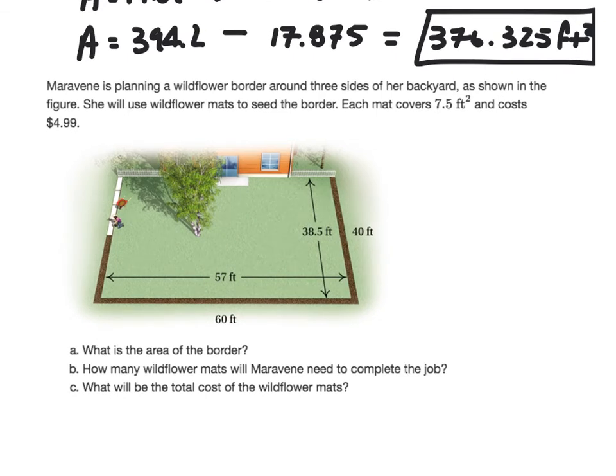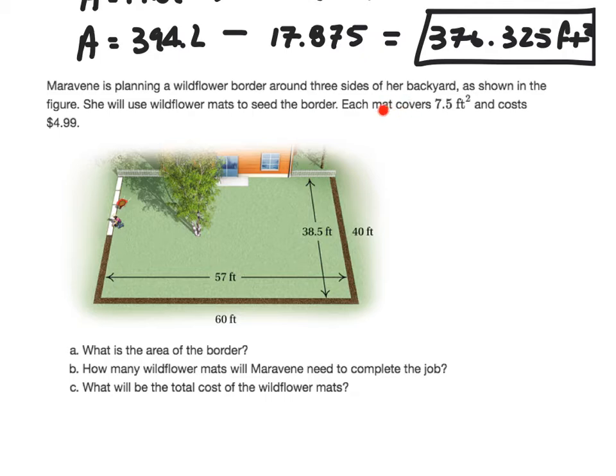On this one it says that Maravine is planting a wildflower border around 3 sides of her backyard, pretty cool, as shown in the figure. This is the little strip that we have right here. This strip of what looks like dirt in this picture is where the wildflowers will go. She's going to use wildflower mats, so she's going to put these mats on there to seed that border.